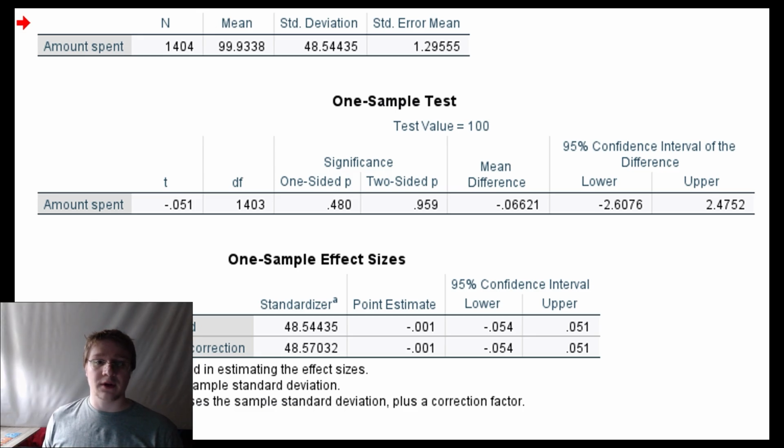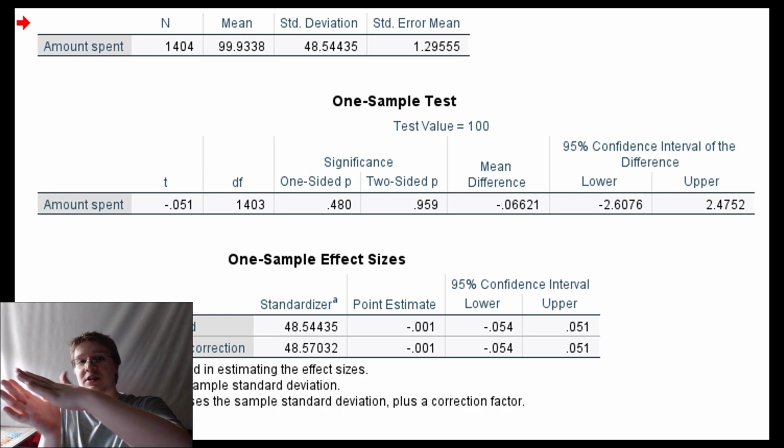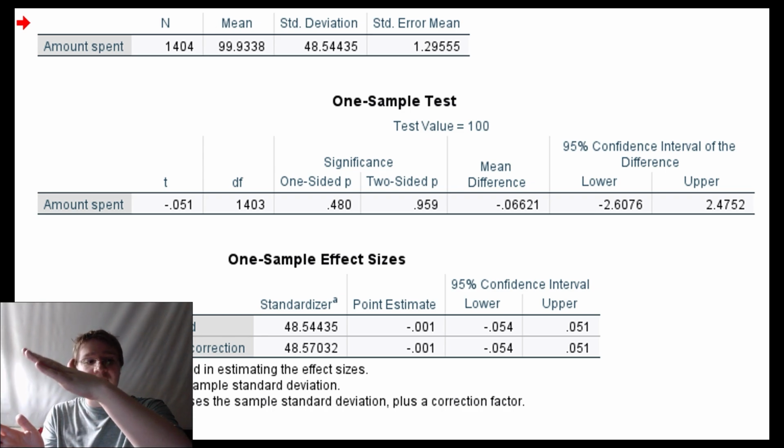Okay, so if we look at the N value up there, that is the number of samples we had, which is 1,404 samples. That is the mean of our samples, which is 99.9, which is ridiculously close to 100, which was our test value. The standard deviation, so if you think about the graph, the mean line, right? With the dots surrounding the line, which are our samples, the deviation is telling you how far it deviates from the line.